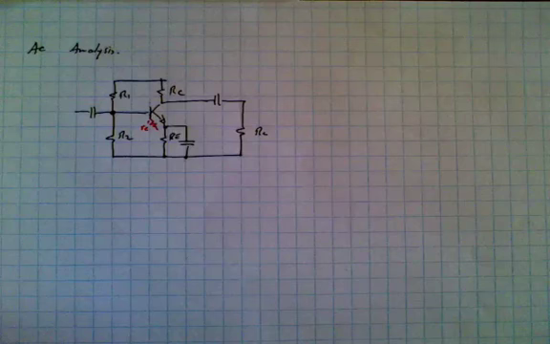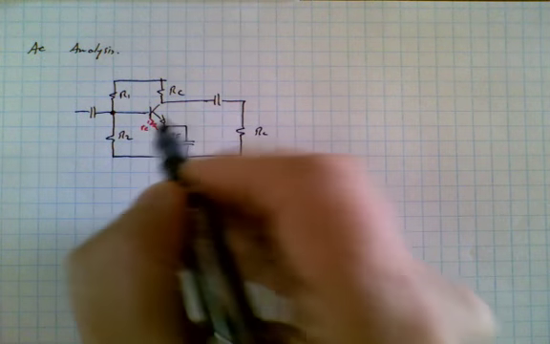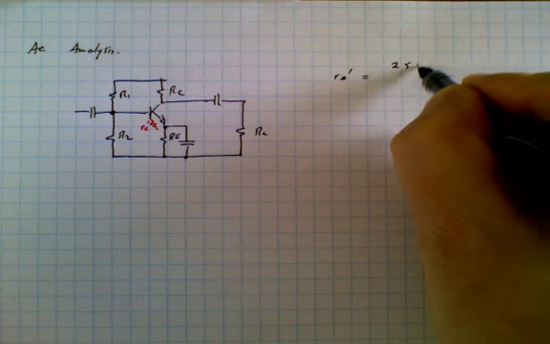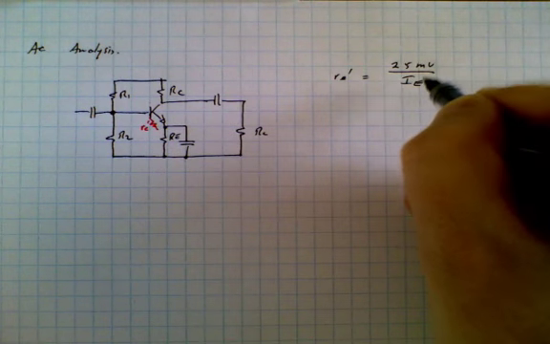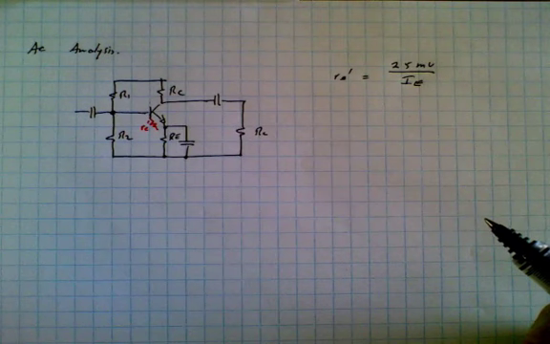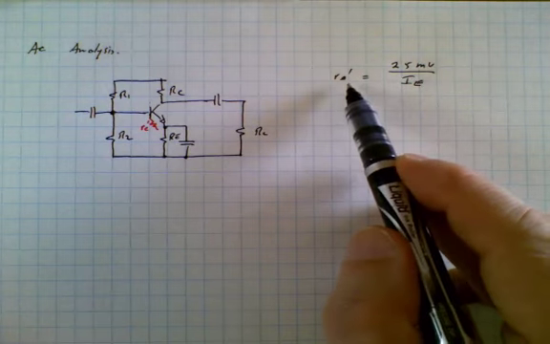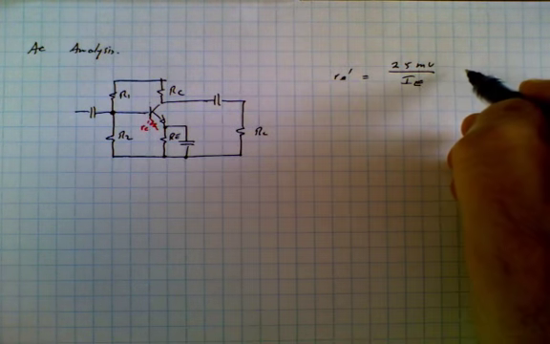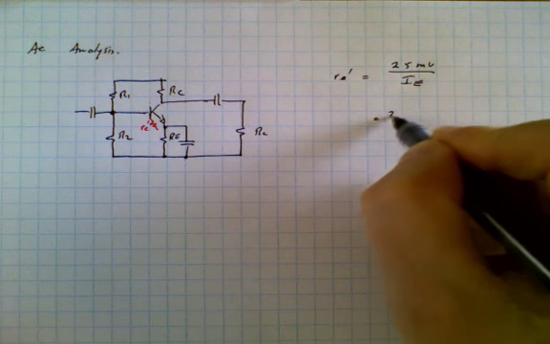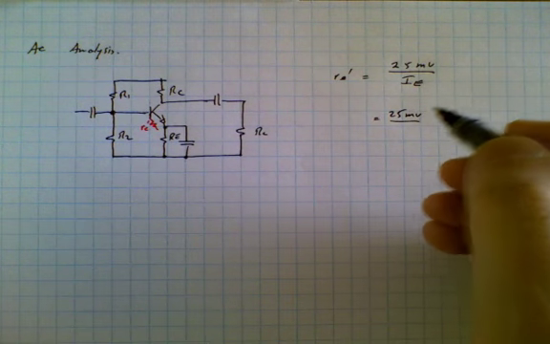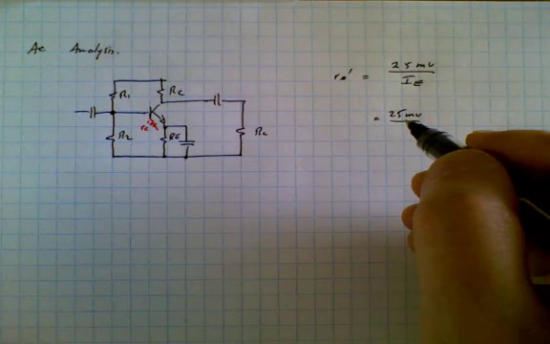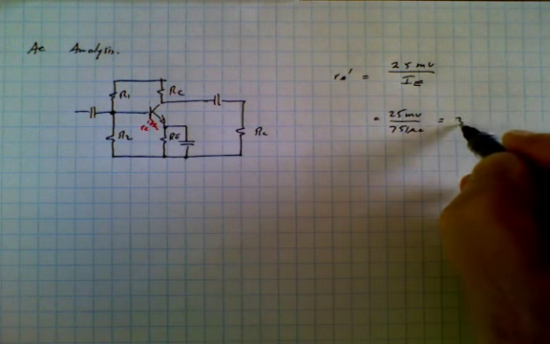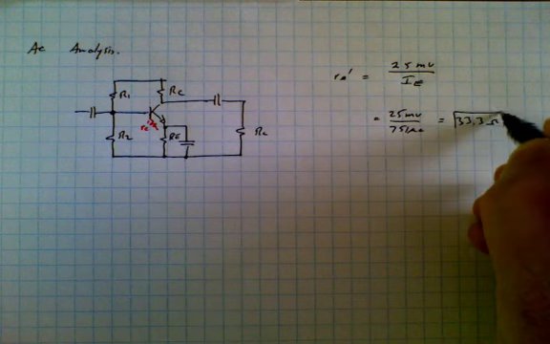This is an AC bulk resistance. And this value, Re prime, was equal to 25 millivolts divided by the DC current in the emitter. So we've already calculated what IE is, so we can calculate what Re prime is. Re prime is simply going to be 25 millivolts divided by 751 microamps, which is equal to 33.3 ohms. So there it is.